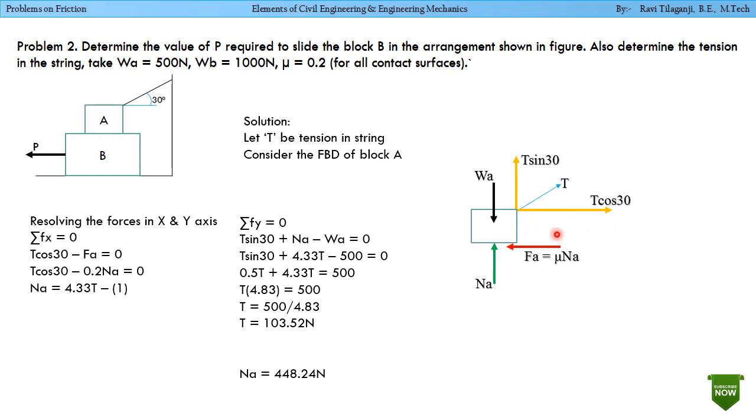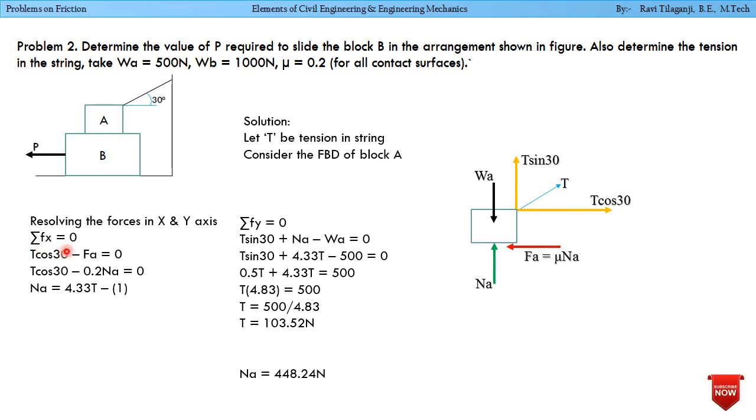When the body is trying to move in the right side direction, we are able to get the friction in the opposite direction. So therefore the friction is represented as Fa equals mu into Na. So this is horizontally opposite in direction to the motion. Now resolving this T in x direction as T cos 30, resolving this T in y direction as T sin 30. So same forces we are considering in resolution of forces in x and y axis.